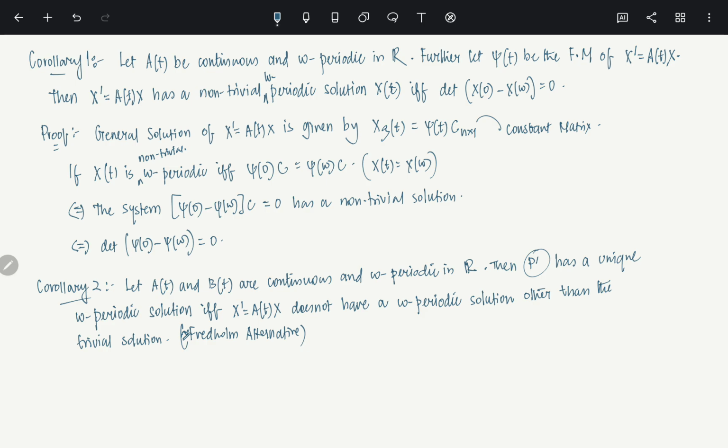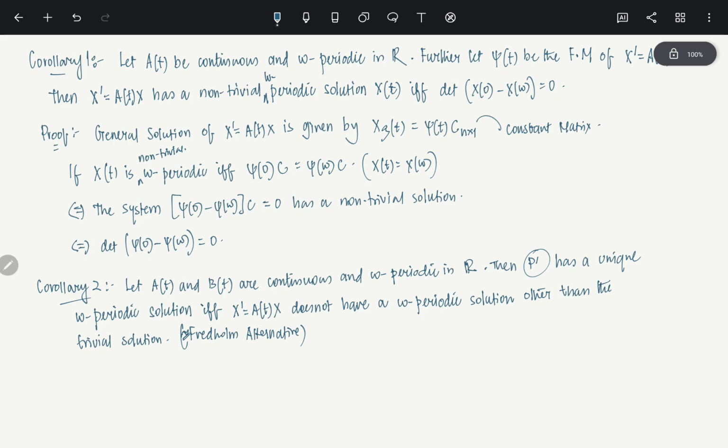x prime equals A(t) times x always has a trivial solution. You don't have to worry about it, and that is always periodic. What it is saying is this: if you can show that there is no other periodic solution other than the trivial solution for this homogeneous problem, then you can guarantee that the original inhomogeneous problem has a unique W periodic solution. Beautiful theorem. If you have to say something about the inhomogeneous problem, you don't have to study it, you study the homogeneous problem. If you can guarantee there is no non-trivial W periodic solution, you can guarantee that there is a unique W periodic solution for the inhomogeneous problem.